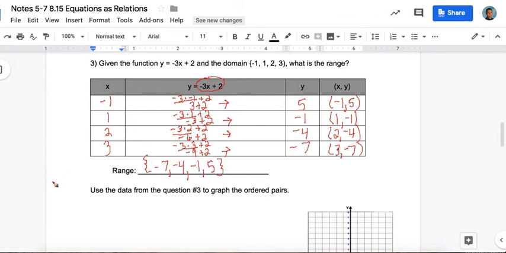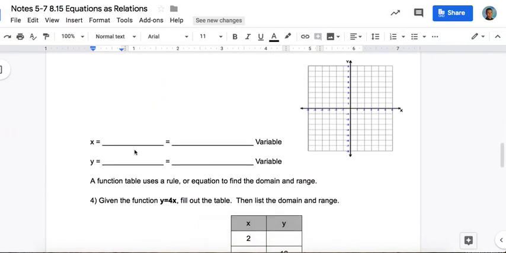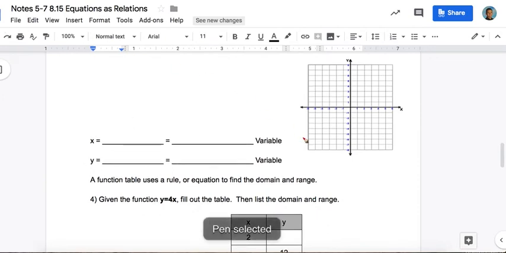Okay, now it says use the data from question number 3 to graph the ordered pairs. So I'm going to graph these ordered pairs, and I'm going to do x, then y. I know you can't see my table anymore, but the first one is negative 1, 5. So go over to negative 1, then right to 5. And then we have 1, negative 1, so over and down. And then 2, negative 4. And then 3, negative 7.